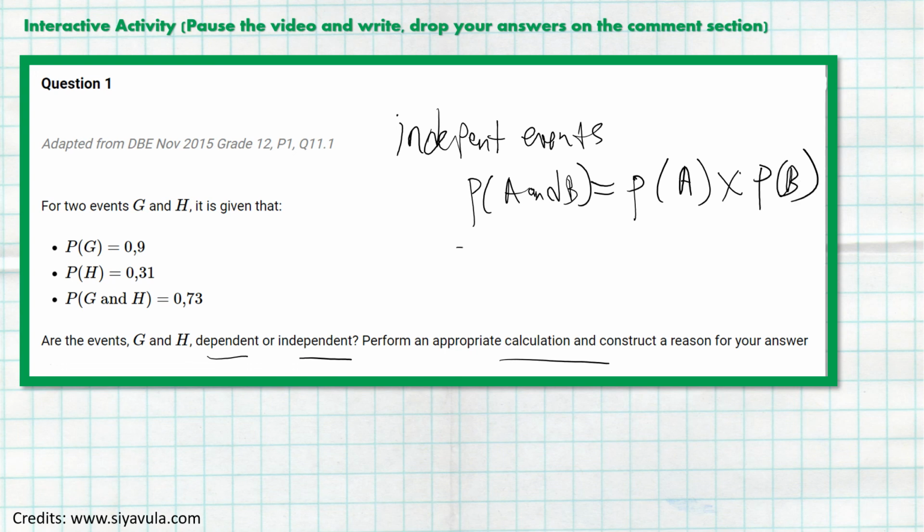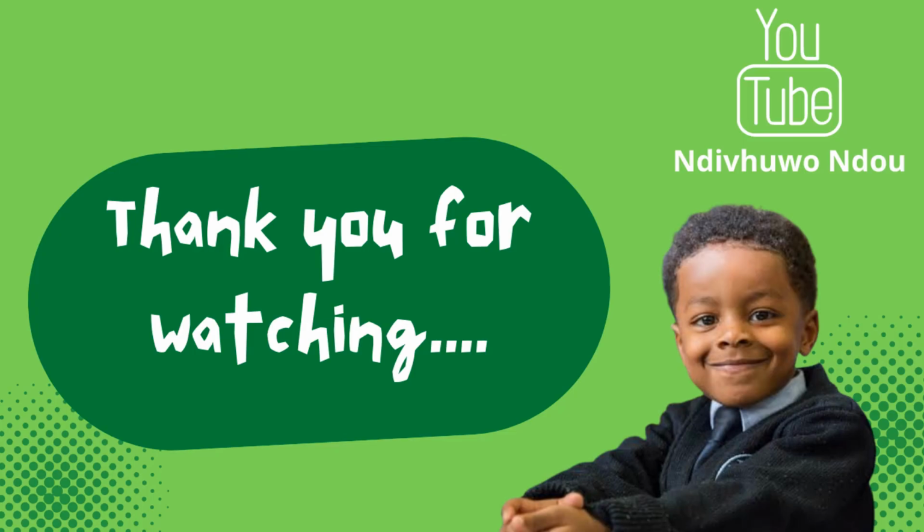So basically you just need to calculate the probability of their intersection, and here fortunately you are given it, then you need to multiply the two. If they're equal, you can conclude they're independent. If they're not equal, you can conclude they're dependent. Okay, great stuff.